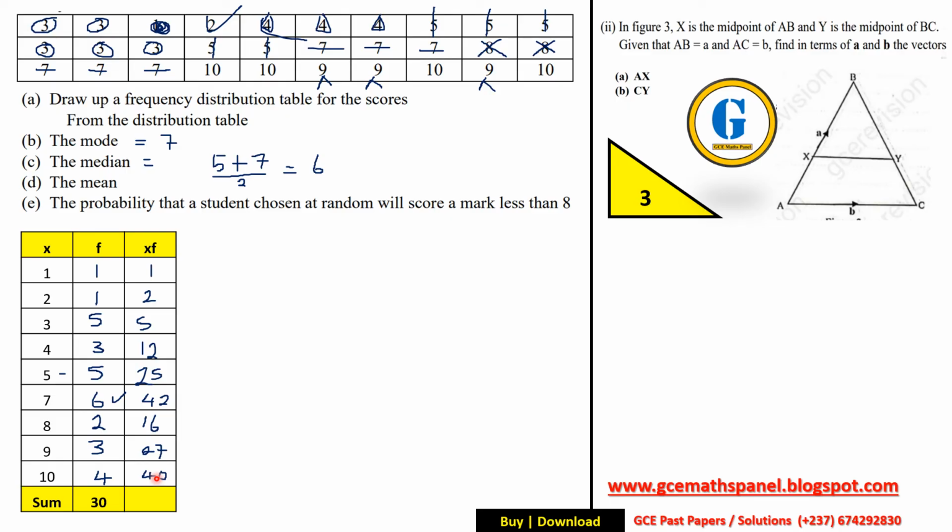So what's 170 divided by 30? 170 divided by 30 is 5.6. Okay, that gives us the mean. I hope that is okay.